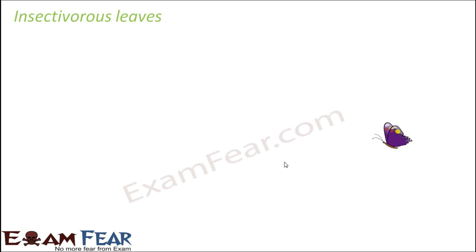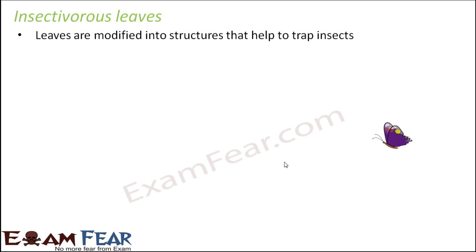Then the next one is insectivorous leaves. Now, there are plants where the leaves are modified into special structures that help to trap insects. Now, why do the plants want to trap insects? Because there are plants which feed on insects. In order to feed on insects, plants cannot move. They do not have hands, right, that they can catch insects. So they need to have some special structures which will help them to catch insects.